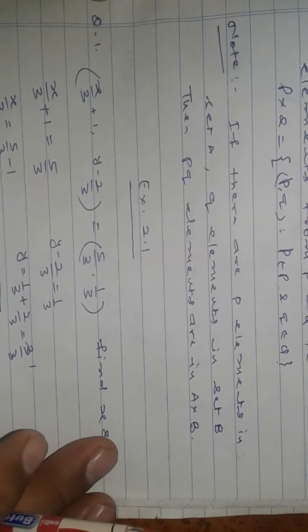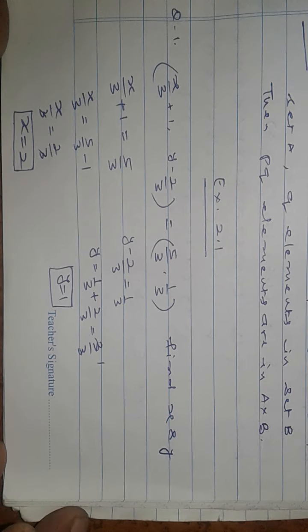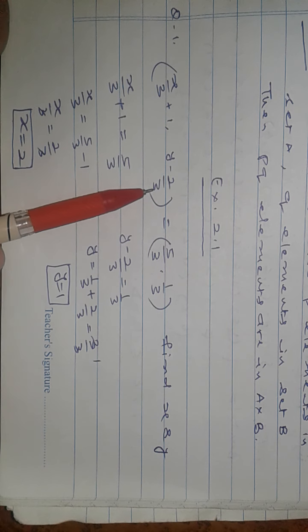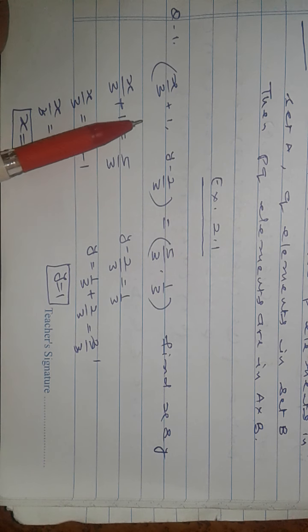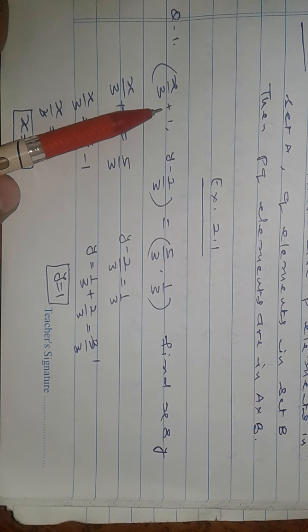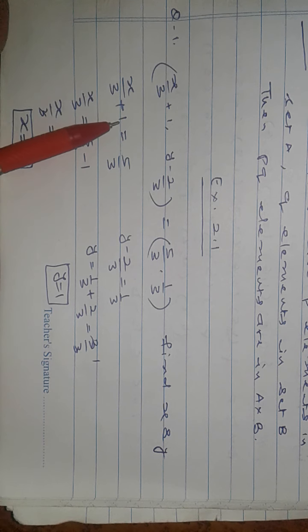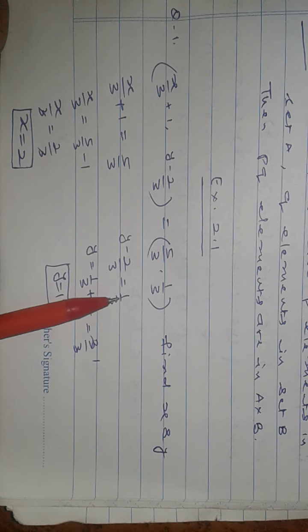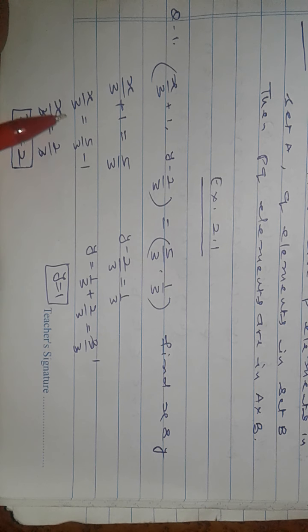Now we move to exercise 2.1. First question: you are given (x/3 + 1, y - 2/3) equal to (5/3, 1/3). You have to find x and y. It means if they are equal, then the first component is equal to the first component: x/3 + 1 is equal to 5/3, and y - 2/3 is equal to 1/3. First component is equal to first, second is equal to second, and then we just have to simplify. We will get the values of x and y.